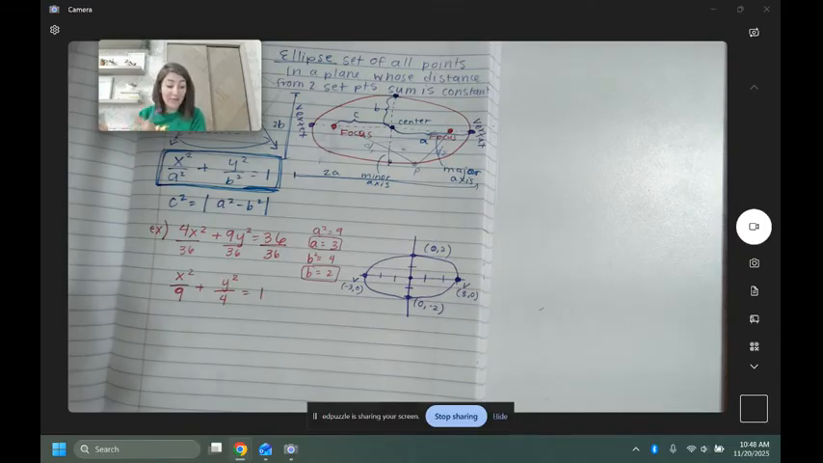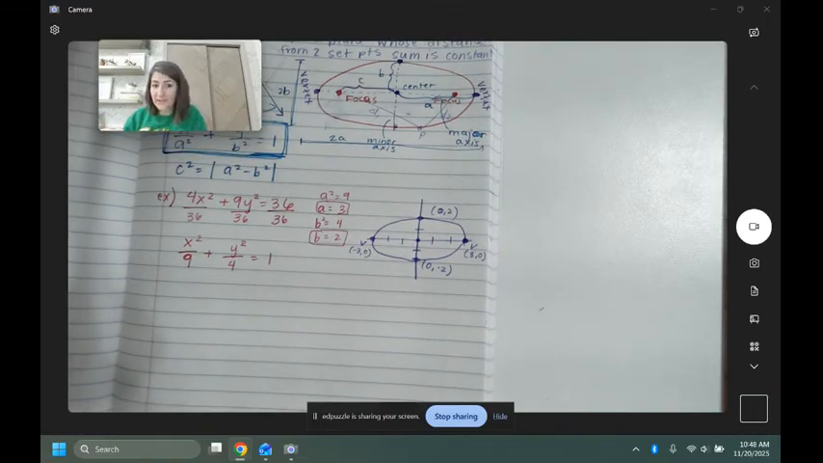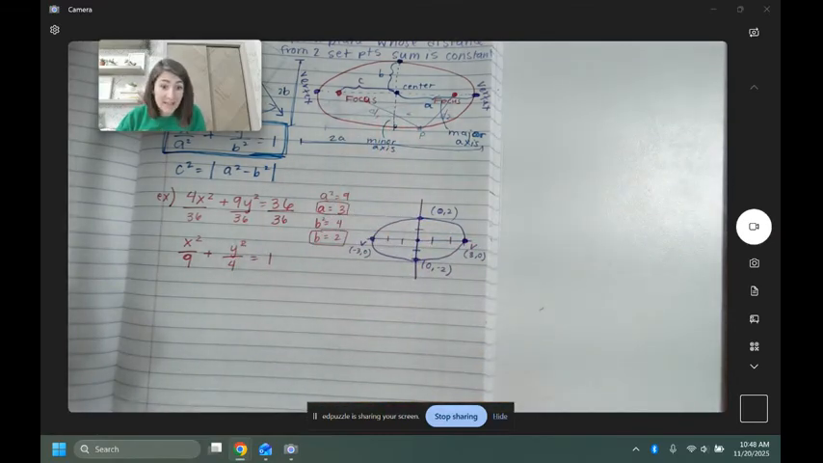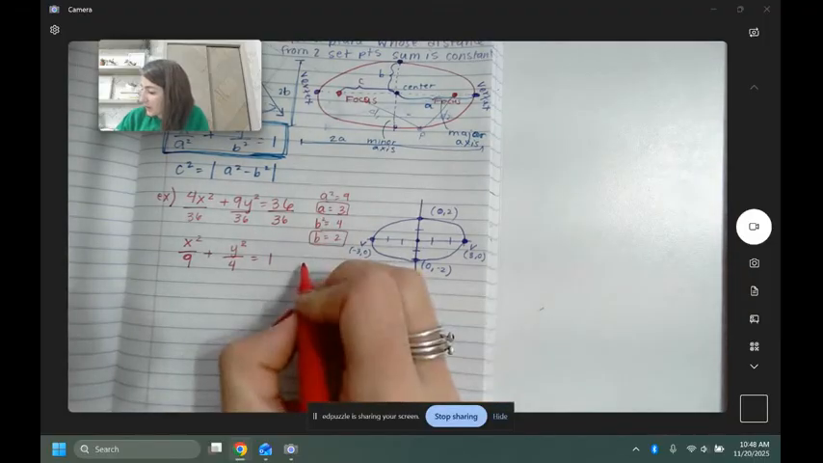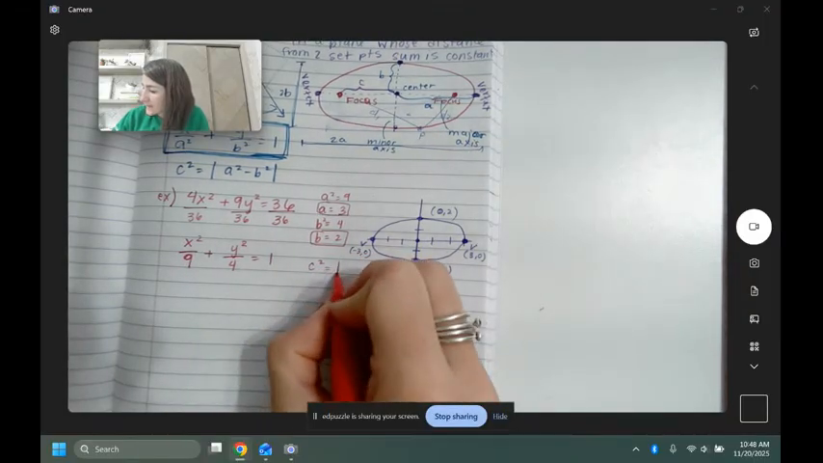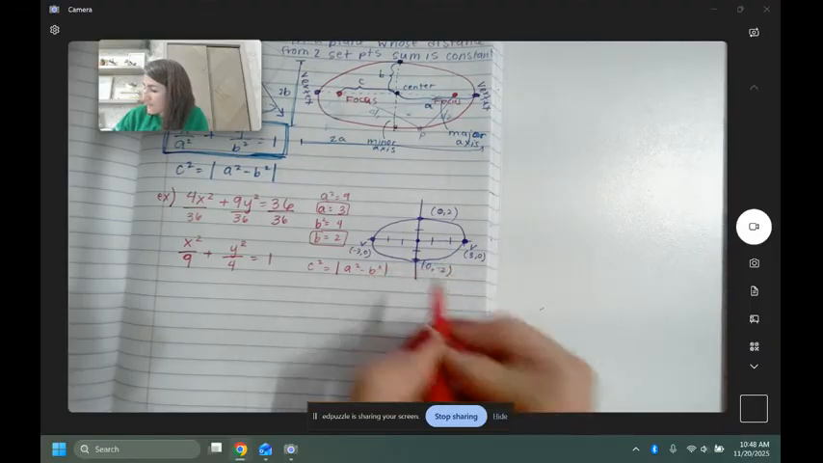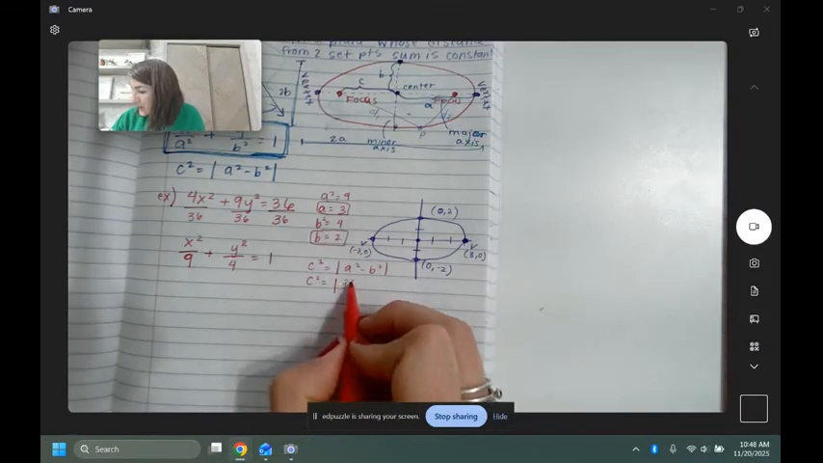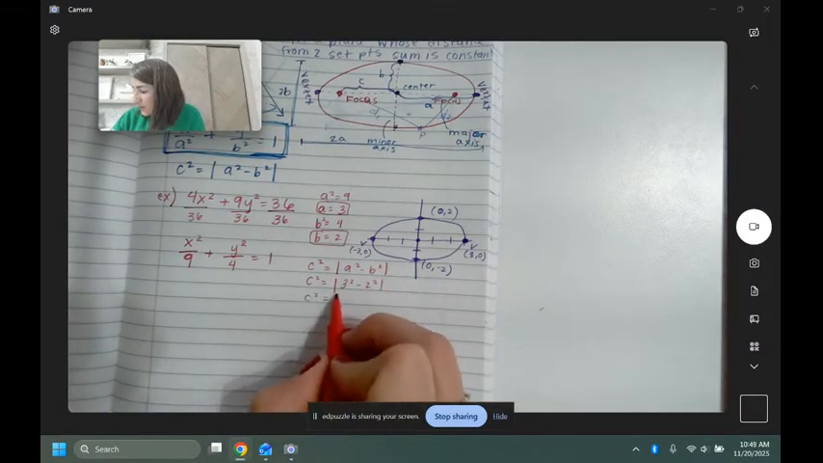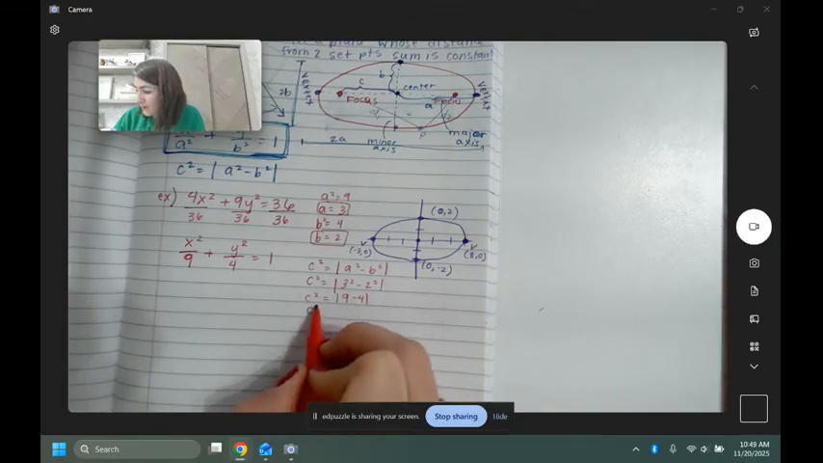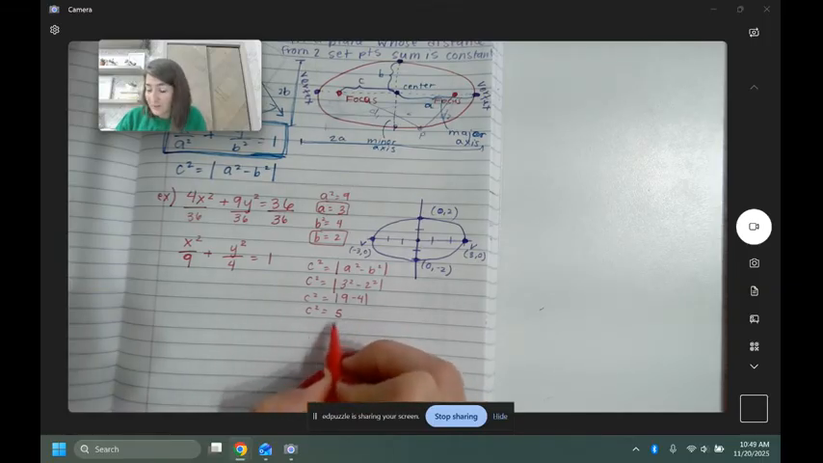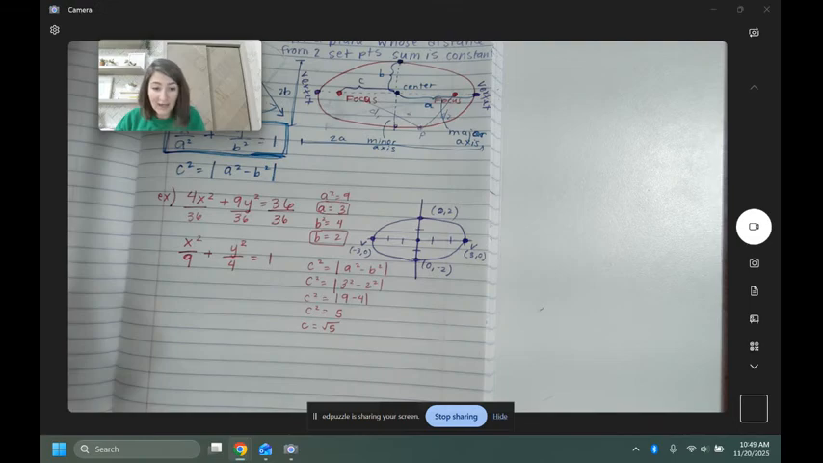And this is great. From there, I also need to find the focus. The focus is the distance C away from the center, so I need to find C here. Let's use that equation. C squared is the absolute value of A squared minus B squared. Plug in everything that you know. C squared is 3 squared minus 2 squared, so 9 minus 4. The absolute value of that is just 5. So if C squared is 5, then C is the square root of 5.